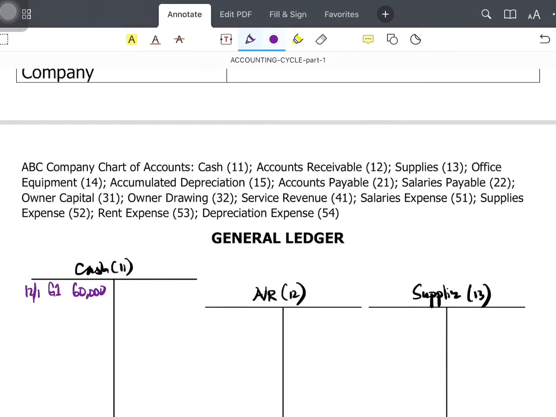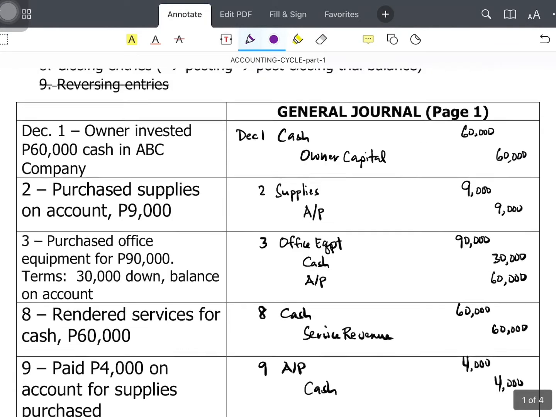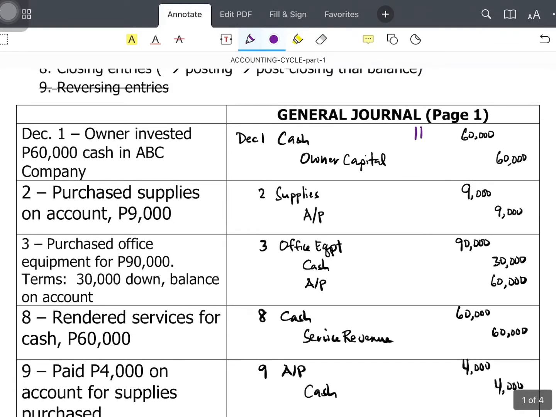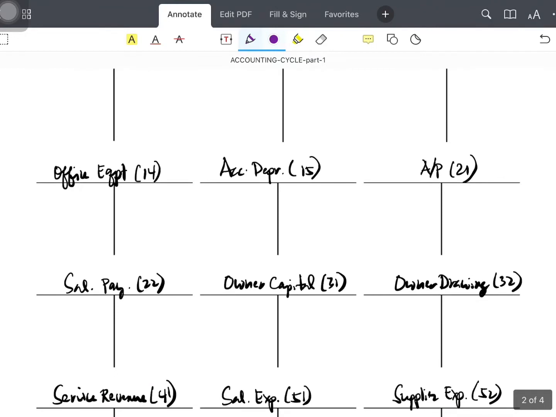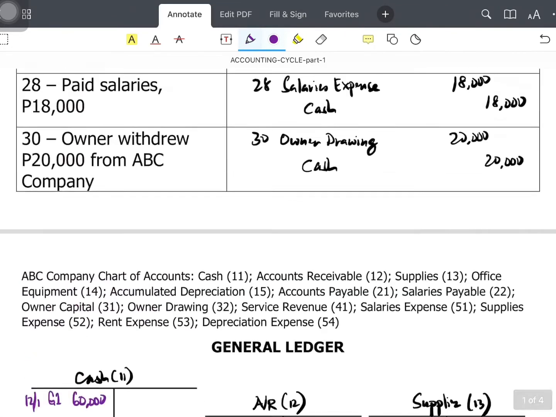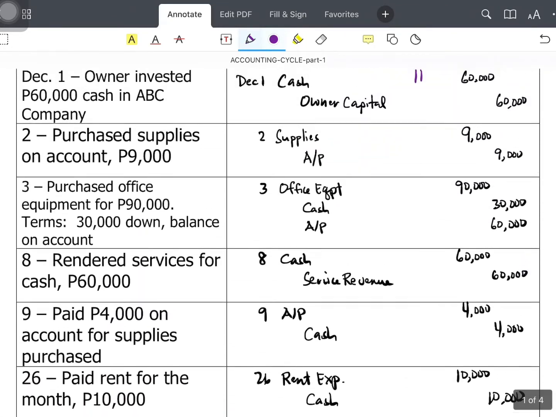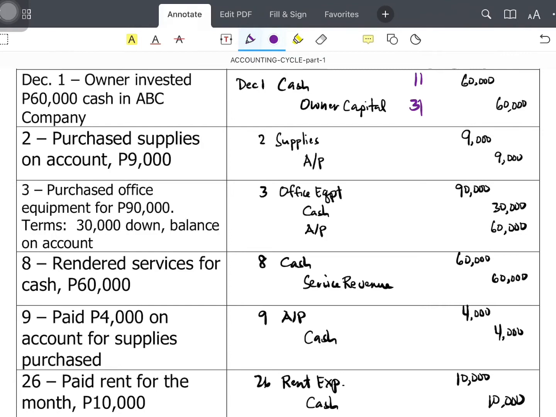After transferring, write the account number in your journal entry. So here. Okay, next, owner's capital. December 1, credit 60. Okay, account number 31. And so on.